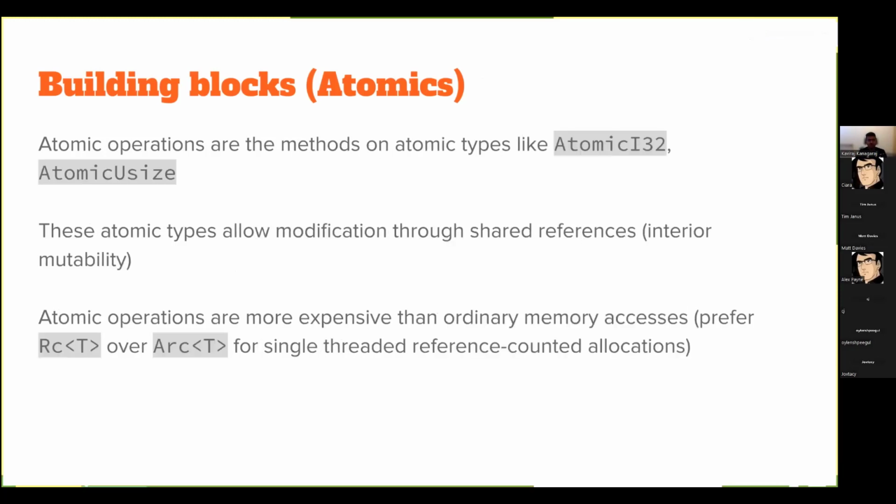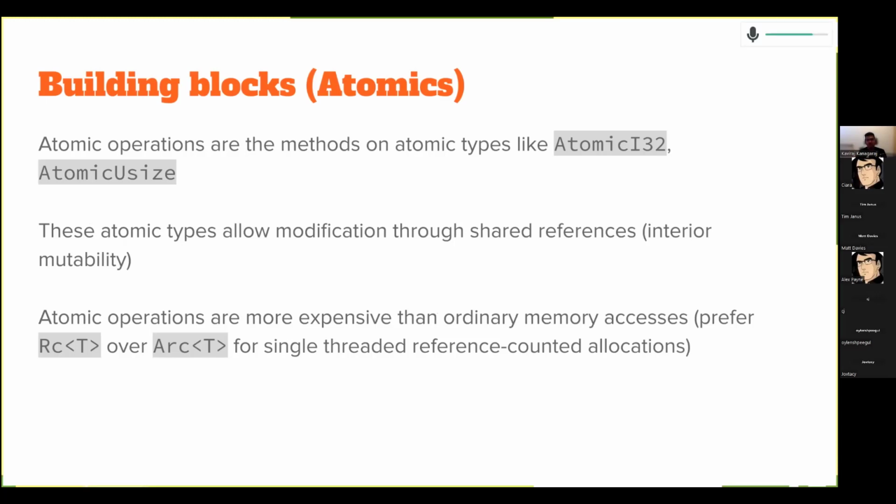And atomic operations are nothing but methods on atomic data types, like AtomicI32 or AtomicUsize. These atomic types can be mutated with a shared reference, because for the same reason, whatever mutation you do, it has either happened completely or doesn't happen yet. There cannot be an intermediate state. So it's safe to do via a shared reference.